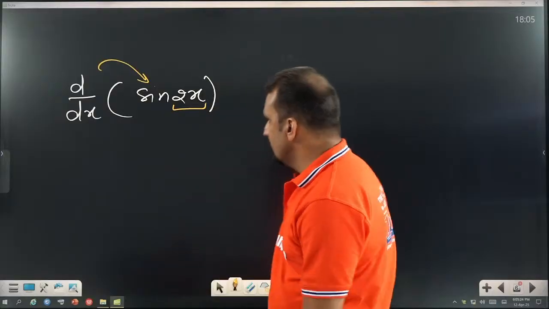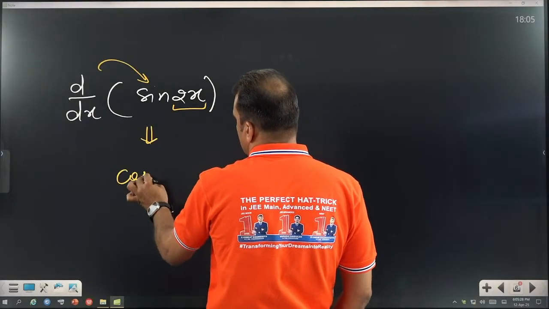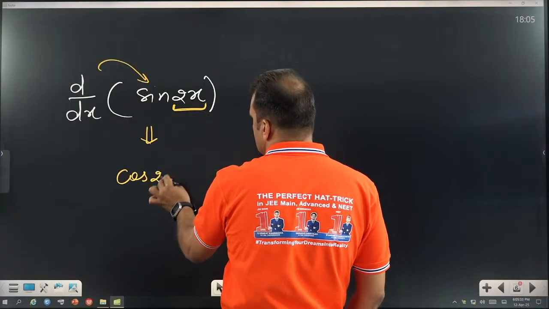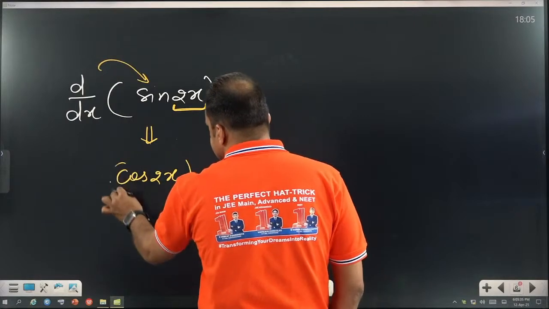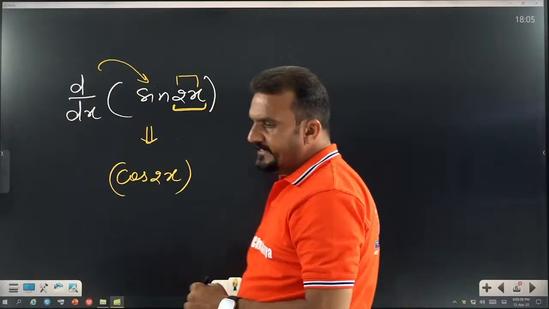Differentiation of sine is going to be cos. First step is differentiation of sine is cos. This theta is never changed. This is equal to 2x only. Now second step. What is that? This is second function. You can say function inside function.